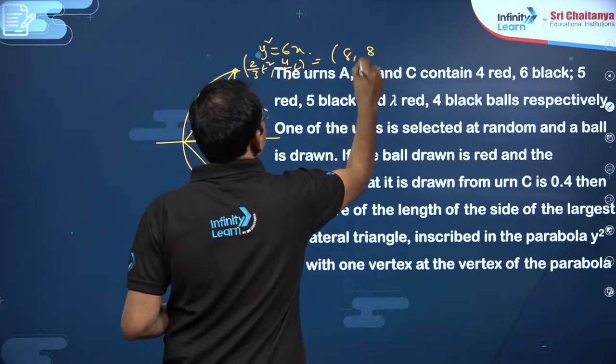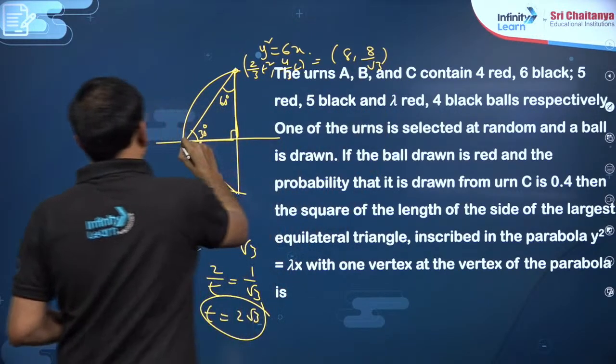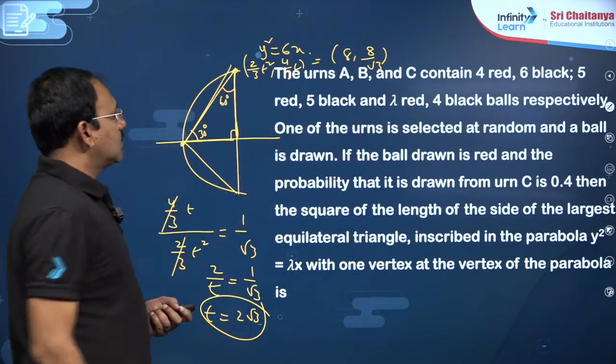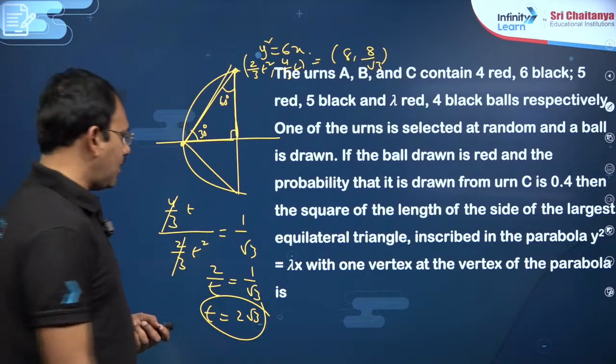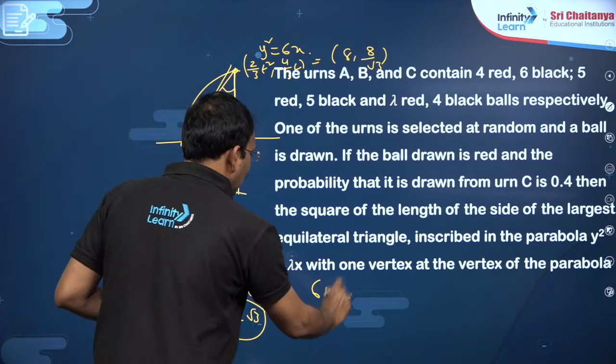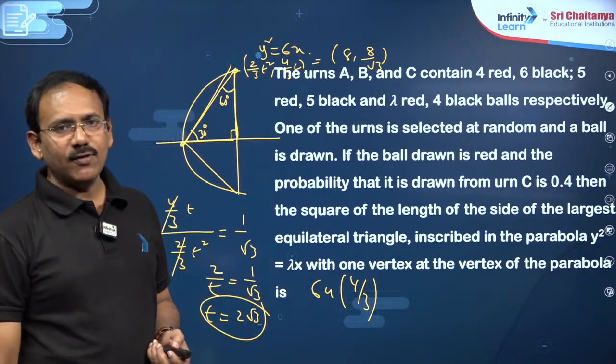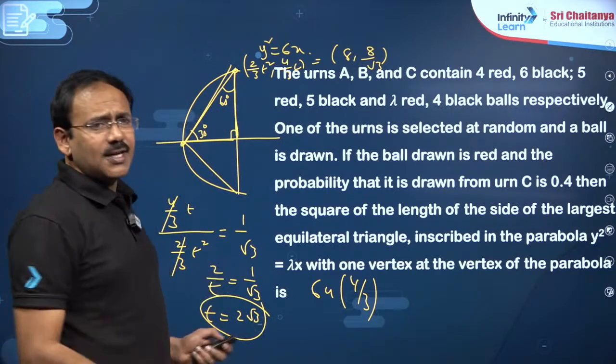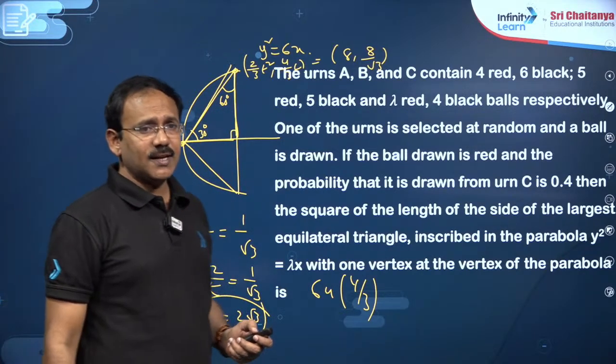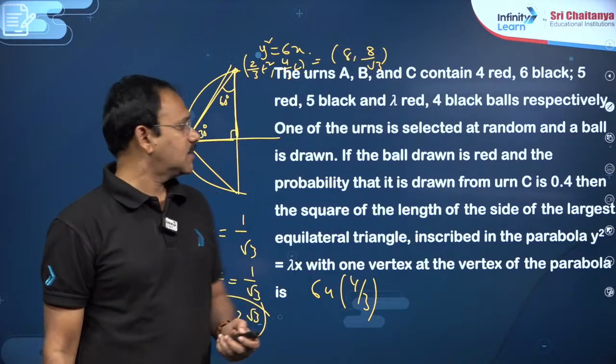So, you just, this point is the distance. Square means 64 plus 64 by 3, my dear friends. 64 into 1 plus 1 by 3 will become 4 by 3. You just simplify, you will get the answer here. So, the point is probability related question can be answered in this way, my dear friends.